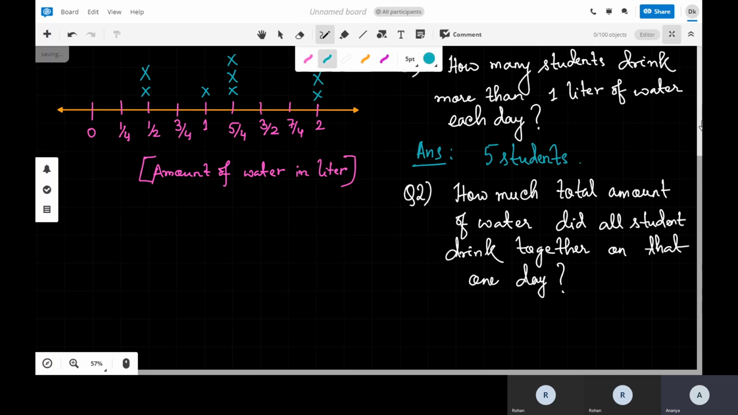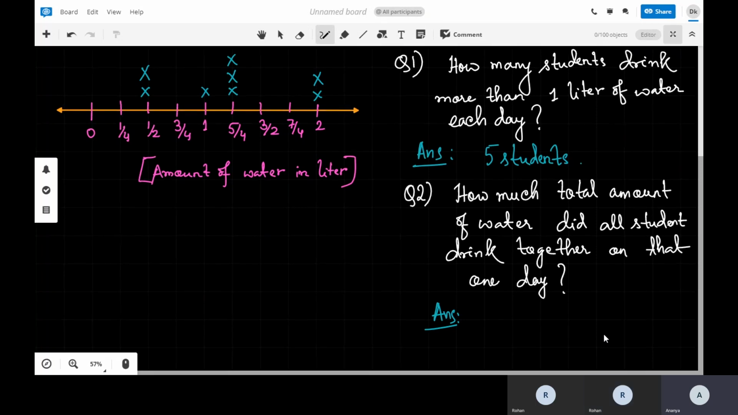Did you get the question, Rohan? Let's say the survey was done on one day. How much total amount of water did all the students drink together on that one day? That means the survey was done on one particular day, right, Rohan? And this particular data is also for one day. For one whole day, how much water does each kid drink? So we need to find out the total amount of water that all the students drank together in that one particular day.